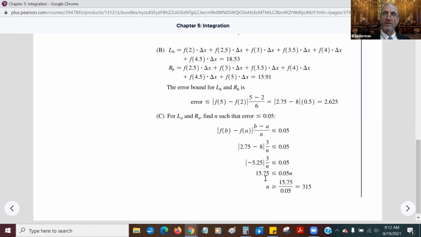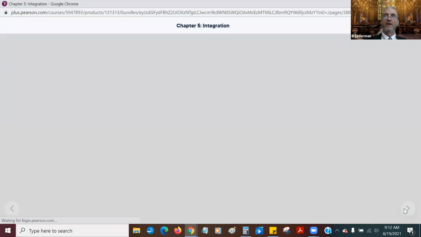And then, of course, when I do this multiplication and bring these over and then divide and solve for n, I get n is greater than or equal to, well, it comes out to be 315. So if I make at least 315 rectangles, then I will get the accuracy that I require, that I desire. Now, again, this is all done with computers. We're drawing rectangles to kind of give you an idea of what's going on. When you're actually doing this stuff, in real life, you wouldn't necessarily have to draw these rectangles.